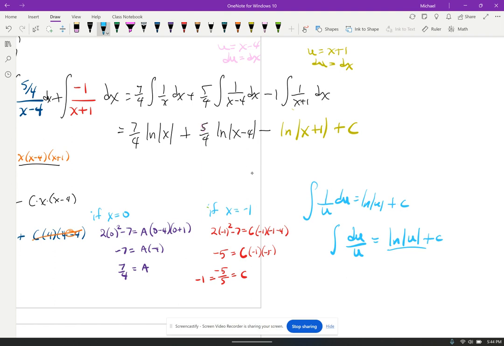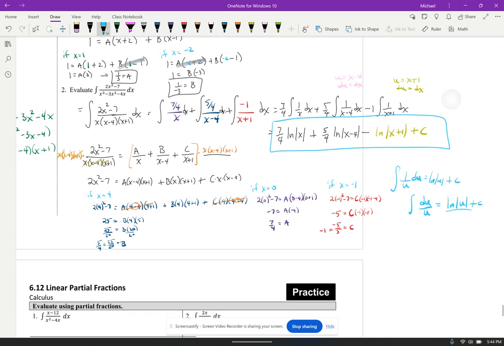The derivative of x minus 4 is 1. Hey, that's in the numerator. I can do the natural log. And that's one of the reasons why we do partial fractions, is because when we create especially linear factors, it's a lot easier to take the antiderivative using the natural log shortcut. And so this is the antiderivative of what I started with.